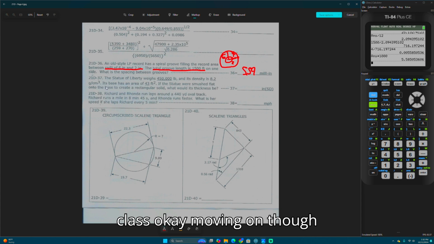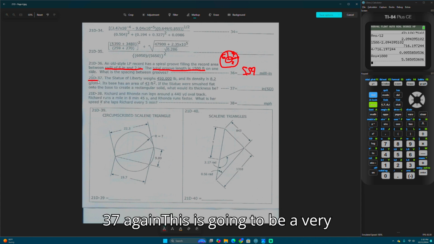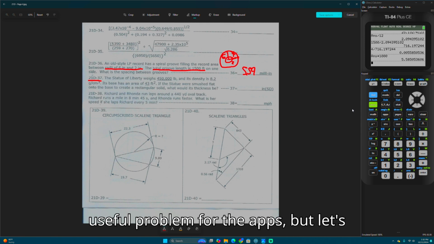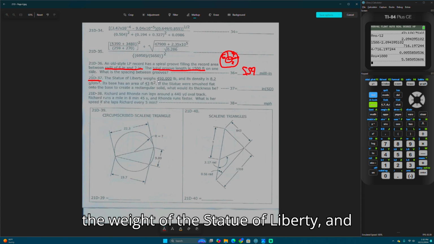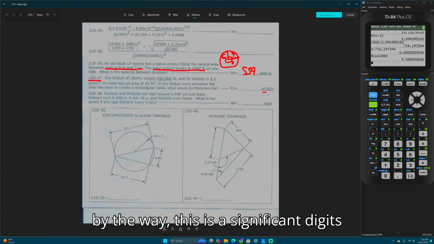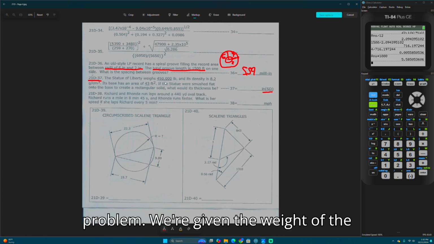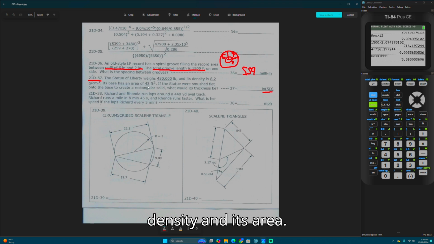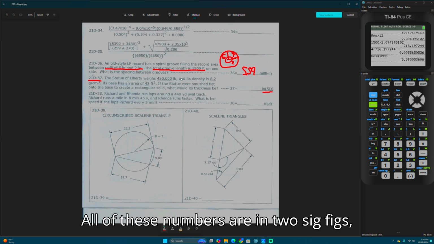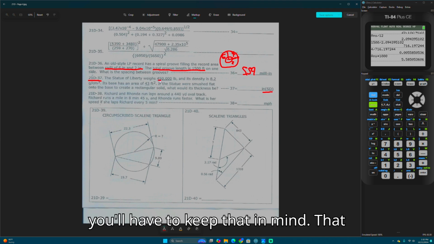Okay, moving on though. 37, again, this is going to be a very useful problem for the apps, right? But let's read the problem first. So we're given the weight of the Statue of Liberty, and this, by the way, is a significant digits problem. We're given the weight of the Statue of Liberty, and we're given its density and its area, right? All of these numbers are in 2 sig figs. You'll have to keep that in mind.